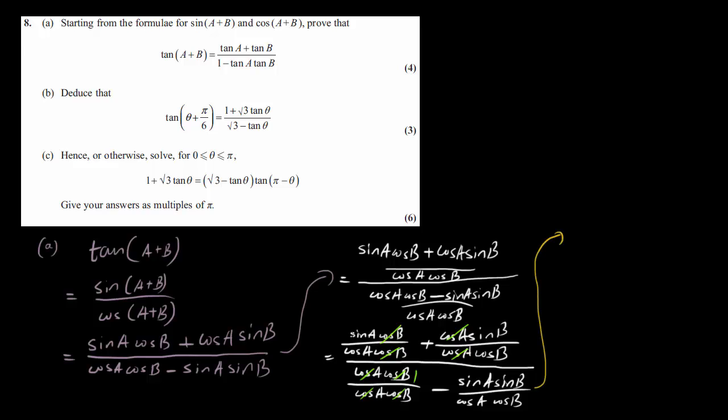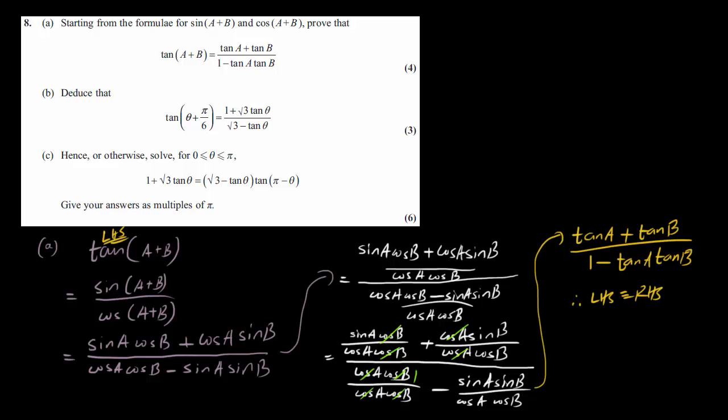upstairs we have sin a by cos a, which is tan a, plus sin b by cos b, which is tan b, from the identity of C2, divided by 1 minus sin a by cos a, which is tan a, times sin b by cos b, which is tan b. So we have proved it. It's a good idea to write the left hand side at the beginning, and therefore the left hand side is identical to the right hand side.